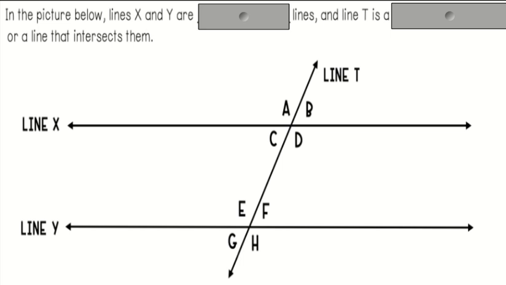Up and down. Lines X and Y in the picture. X and Y are parallel lines. What that means is if we kept those lines going in any direction, either left or right in this case, they will never cross. So they're straight lines that never cross. That's what parallel means.